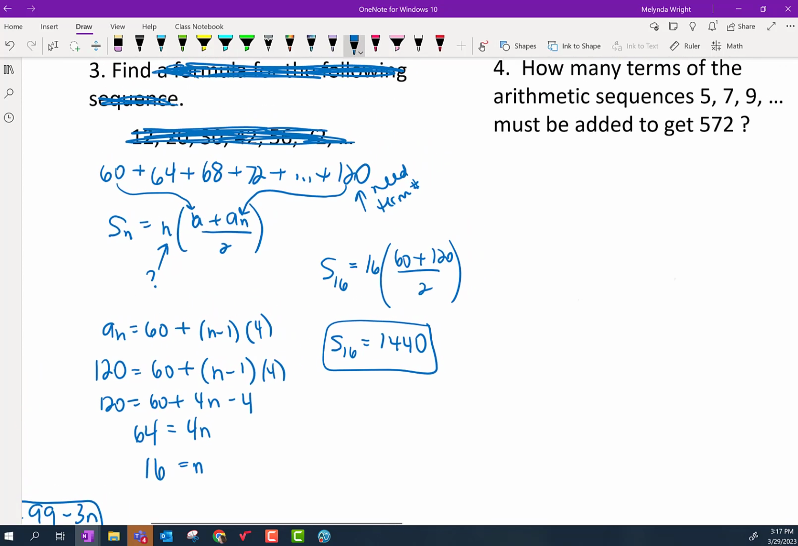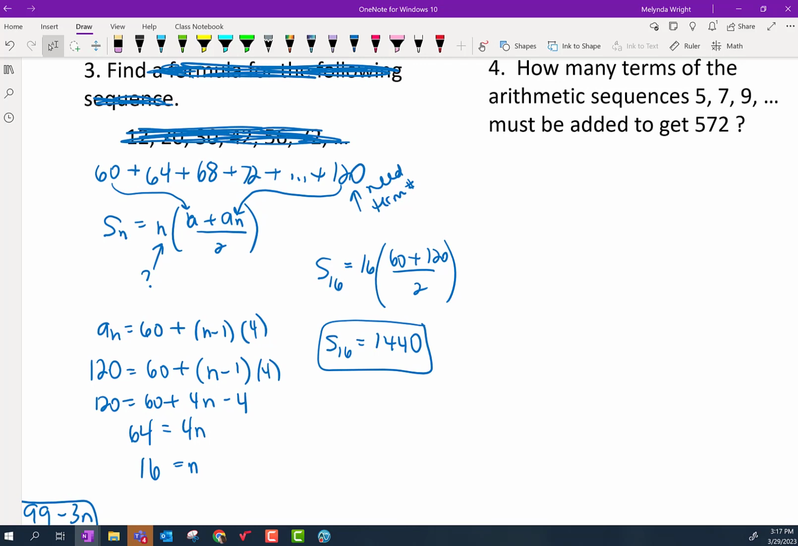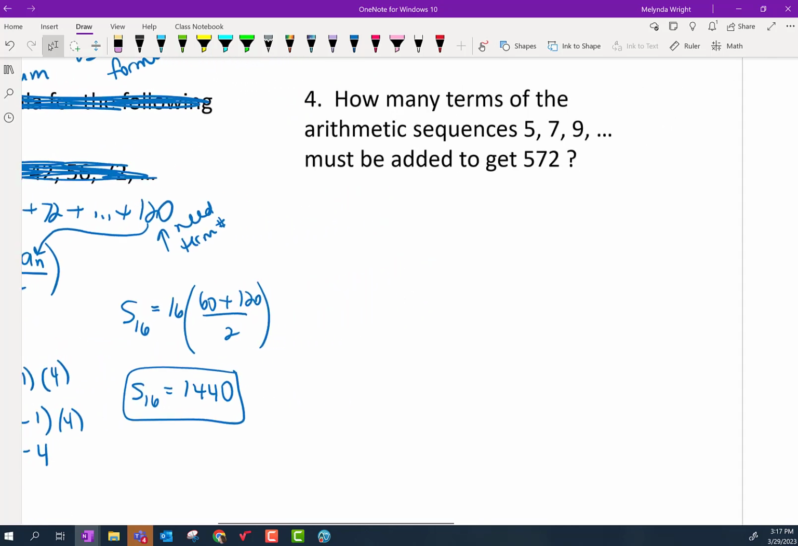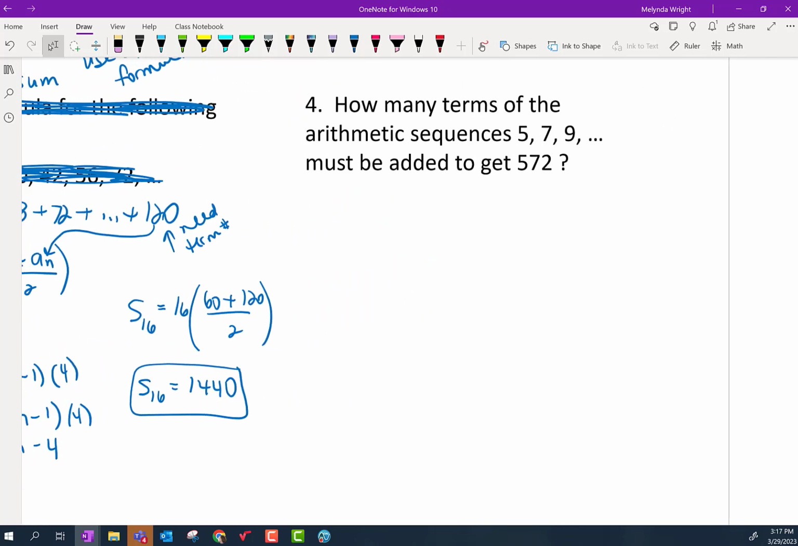Okay, so that's an example where we're looking for the sum, and we had to take a little detour so we could find more information out. All right, our very last one. How many terms of the arithmetic sequence must be added to get 572? What do we have? This is the sum. That's what the sum is. If I take a look at this, my common difference is 2. So that's information I have. How many terms?